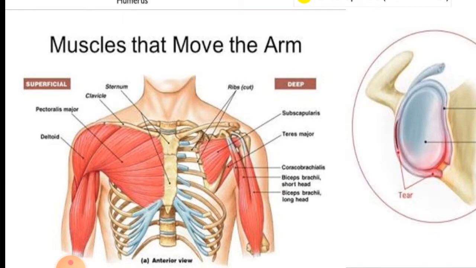So till now we have talked about two movements. We have talked about the extension, and for the extension we studied that the latissimus dorsi and the teres major muscle, these two muscles, are involved. And for the flexion we talked about the coracobrachialis muscle and the pectoralis major muscle. These two muscles are involved in the flexion at the shoulder joint.